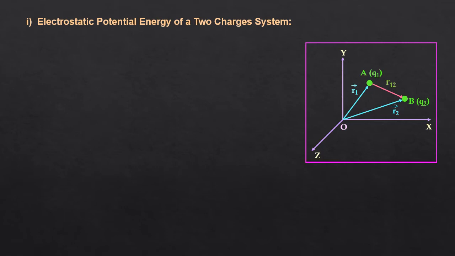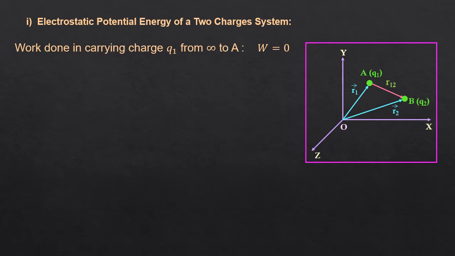Now, we will do it step by step. First, we will bring the charge q1 to the point A from infinity. Then after that, we will bring the charge q2 to point B. In order to bring the charge q1 from infinity to point A, we need not do any work. Why? Because there is no electrostatic repulsion, or there is no electric charge there at the origin or anywhere. So there is no potential there. So no need of any work. So work done in carrying charge q1 from infinity to A can be written as W equal to 0.